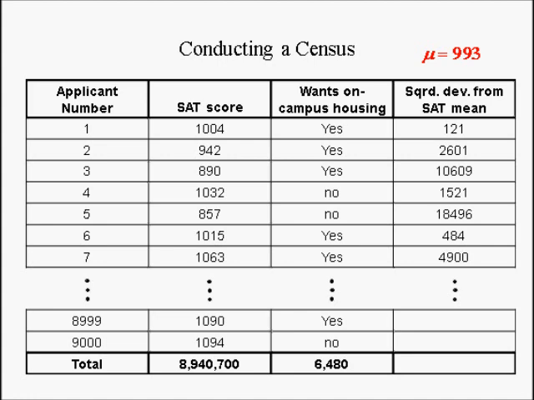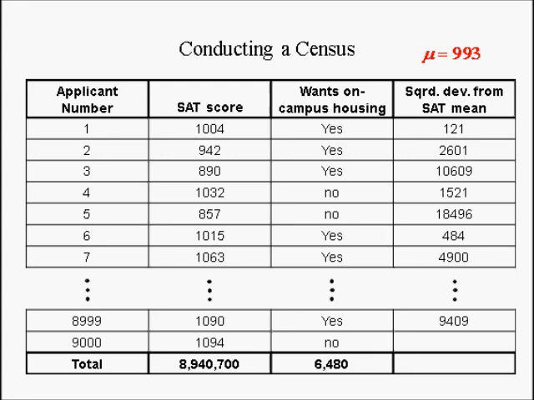The seventh squared deviation from the mean is found by squaring the difference between a score of 1,063 and the population mean of 993, which is equal to 4,900. We continue doing this all the way down to 8,999. The 8,999th squared deviation from the population mean is found by squaring the difference between a score of 1090 and a population mean of 993, which is 9,409.